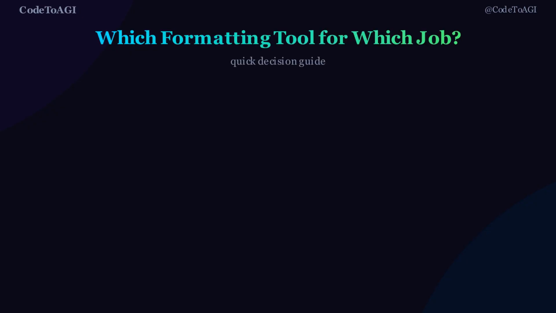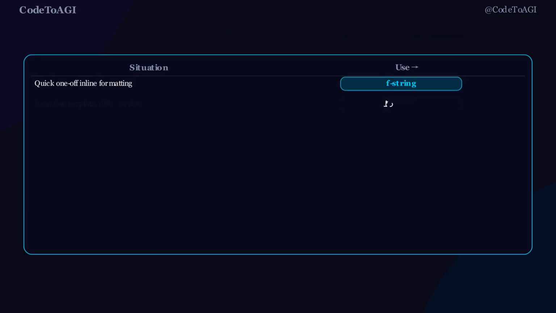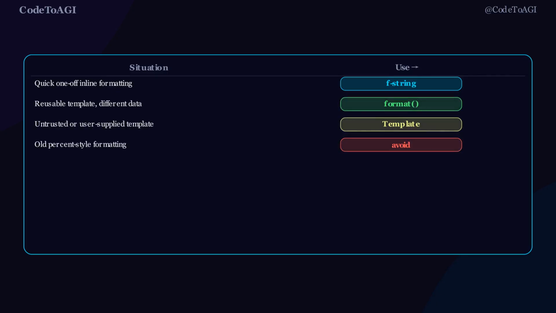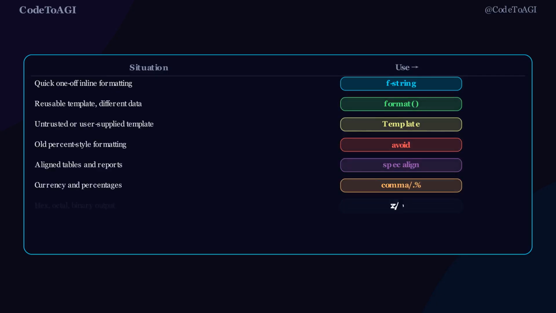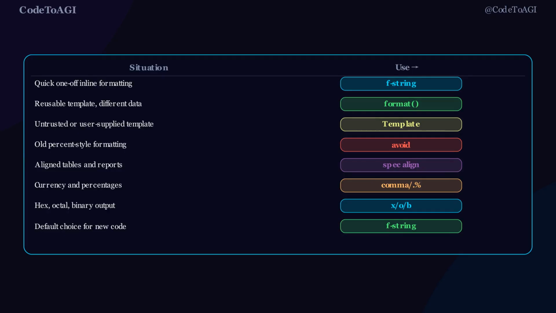Which formatting tool for which job? Quick one-off inline formatting, f-strings. Reusable templates with placeholders, format. Untrusted or user-supplied templates, Template. Old percent style formatting, avoid in new code. Align tables, format spec width and alignment. Currency and percentages, comma and percent in the spec. Default to f-strings unless you have a real reason.